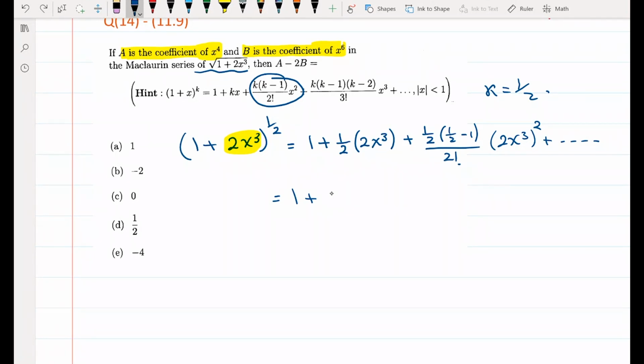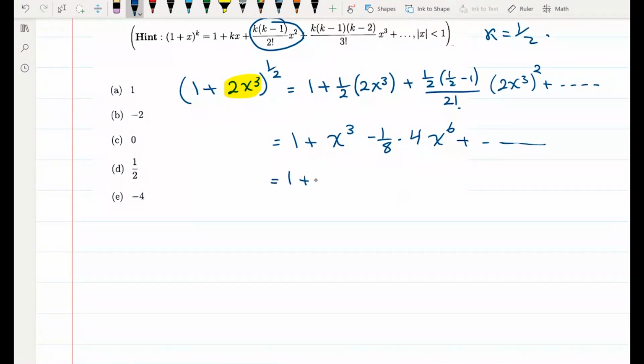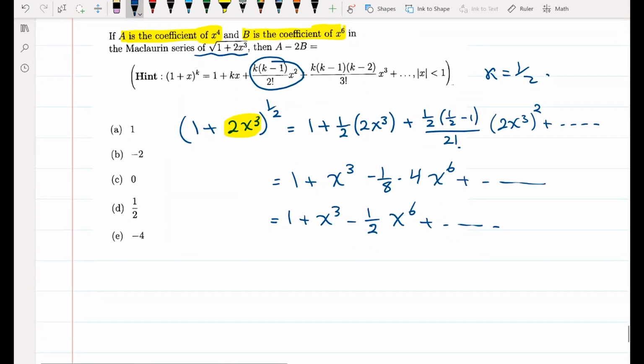Okay, this one will be 1 plus x cubed plus half times minus half. It will be minus 1 over 4, over 2, minus 1 over 8. So this is minus 1 over 8 times 2x cubed squared. It will be 4x^6 plus and so on. Simplify it again. It will be 1 plus x cubed minus 1 over 2 x power 6 plus and so on. Right?